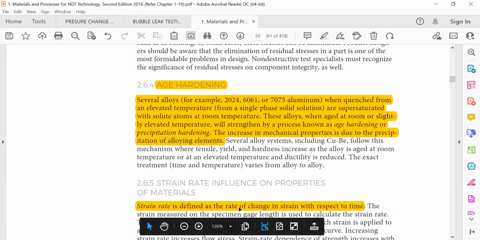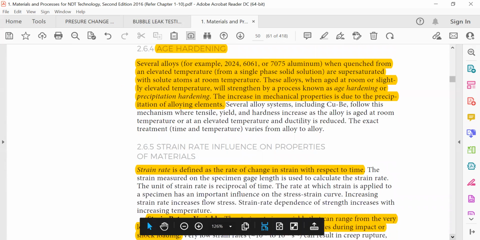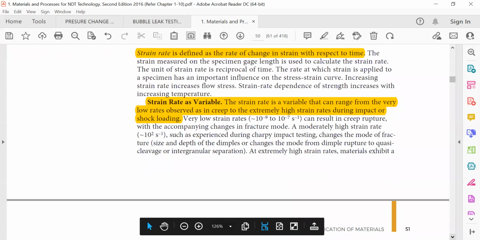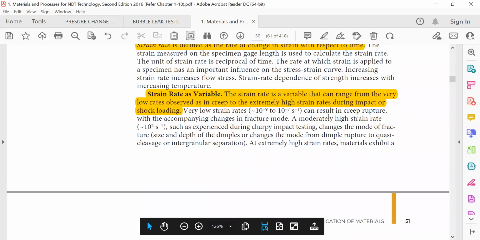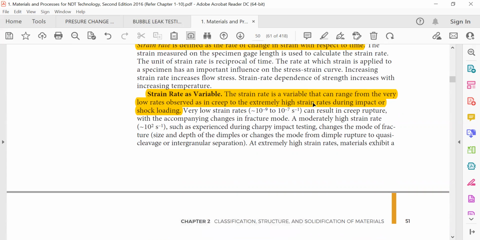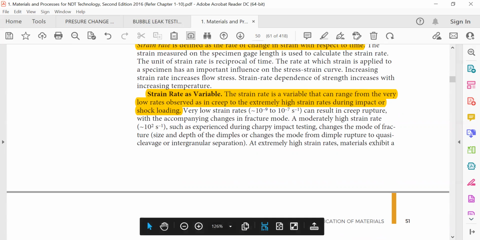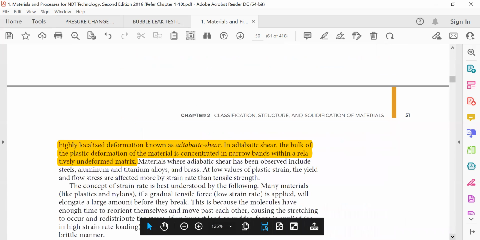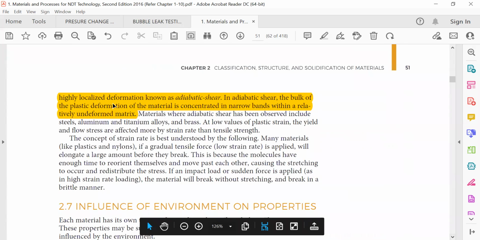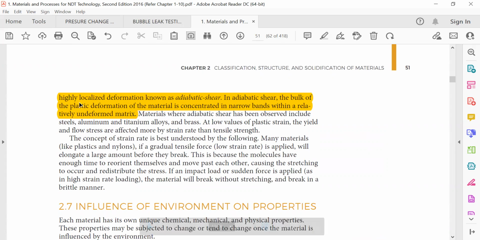Strain rate is defined as the rate of change of strain with respect to time. The strain rate is a variable that can change from very low rates observed in creep to extremely high strain rates during impact or shock loading. High localized deformation is known as adiabatic shear. In adiabatic shear, the bulk of plastic deformation of the material is concentrated in narrow bands within a relatively undeformed matrix.